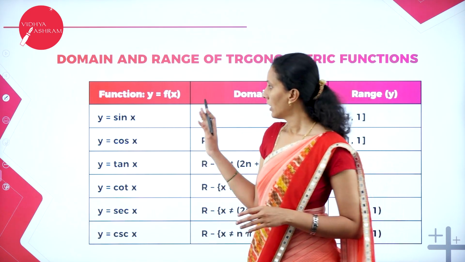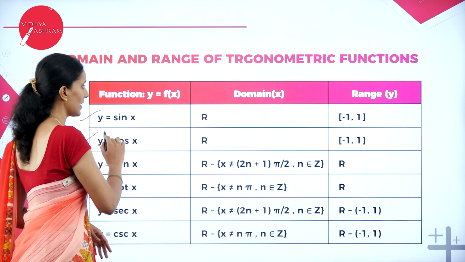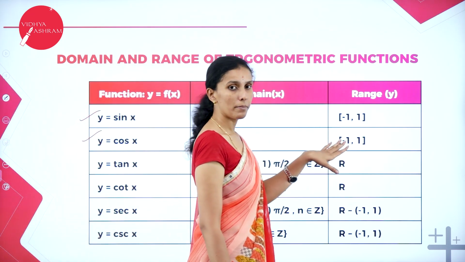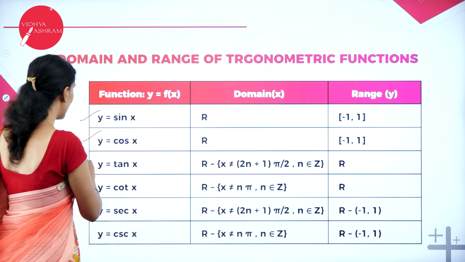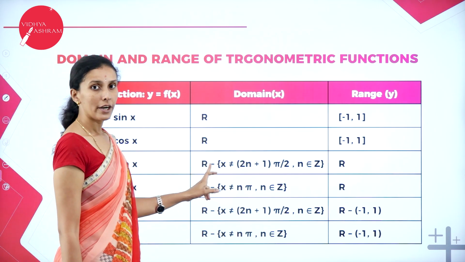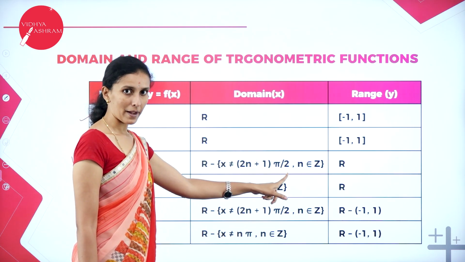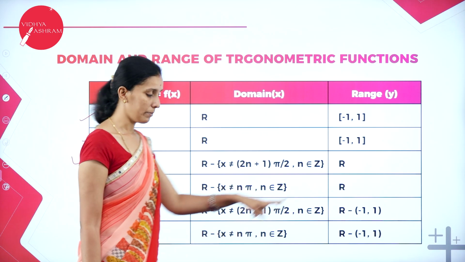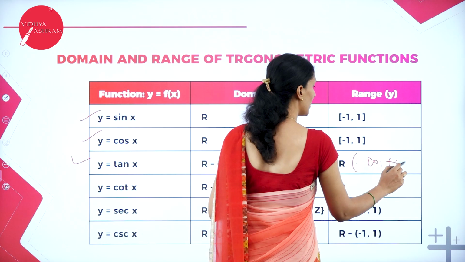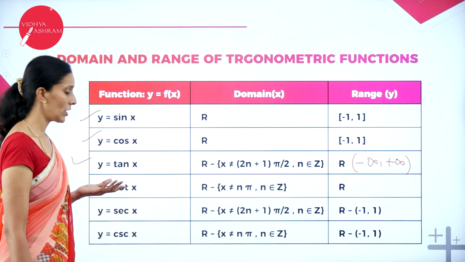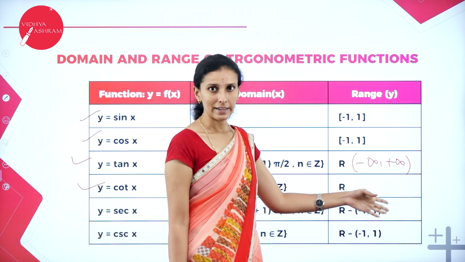Now here is a table we have defined, that is the domain and range of all the functions. Sin x, cos x: any real number, range is from minus 1 to plus 1, maximum value 1, minimum value minus 1. And tan is different. It can take all real values except odd multiples of pi by 2, and the range is all real numbers, that is minus infinity to plus infinity, which is nothing but the set of real numbers. Cot: except multiples of pi, and again the range is real numbers.